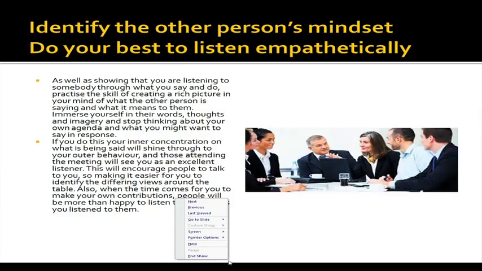If you do this, your inner concentration on what is being said will shine through to your outward behavior, and those attending the meeting will see you as an excellent listener. This will encourage people to talk to you, making it easier for you to identify the differing views around the table. Also, when the time comes for you to make your own contributions, people will be more than happy to listen to you because you listen to them.